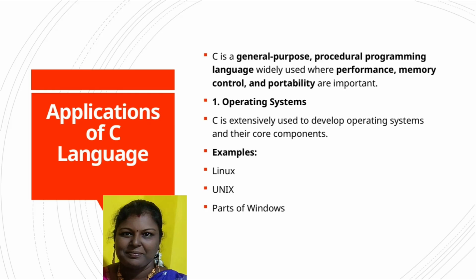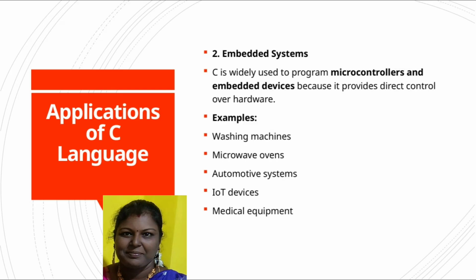Let's talk about embedded systems, a world where C really shines. We use C to program microcontrollers and embedded devices because it gives us direct control over the hardware. That means we can make machines do exactly what we want, efficiently and reliably. Think about everyday examples: washing machines, microwave ovens, automotive systems, IoT devices, and even medical equipment. All these rely on C to keep things running smoothly behind the scenes. It's a language that powers the invisible tech we depend on every day.